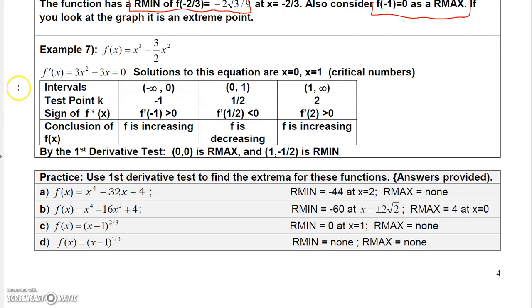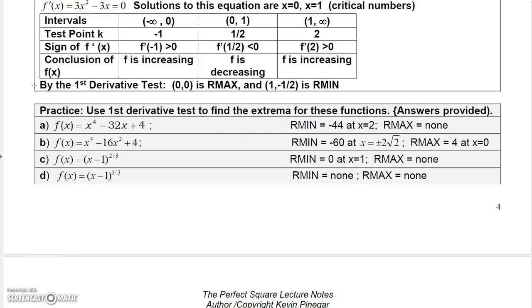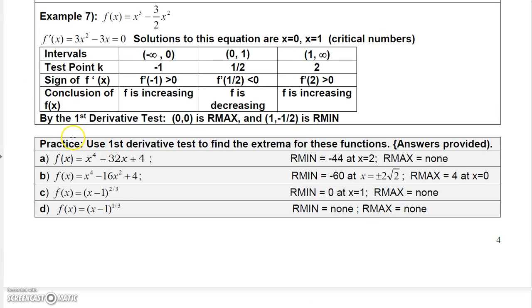Okay, take a look at number 7. Freeze the video if you have to, and then work through it and see if you can identify the relative minimum and relative maximum for that one. Now, there's a few practice problems here that you can do. So do these practice problems and check the answers, and send me a note if for some reason I got the answers wrong.